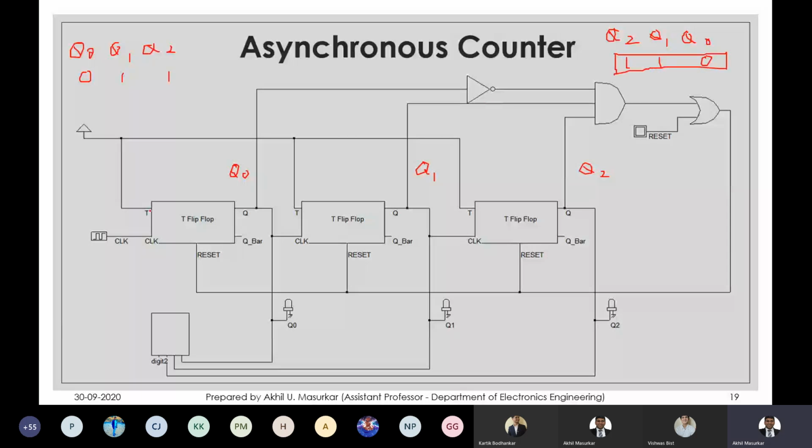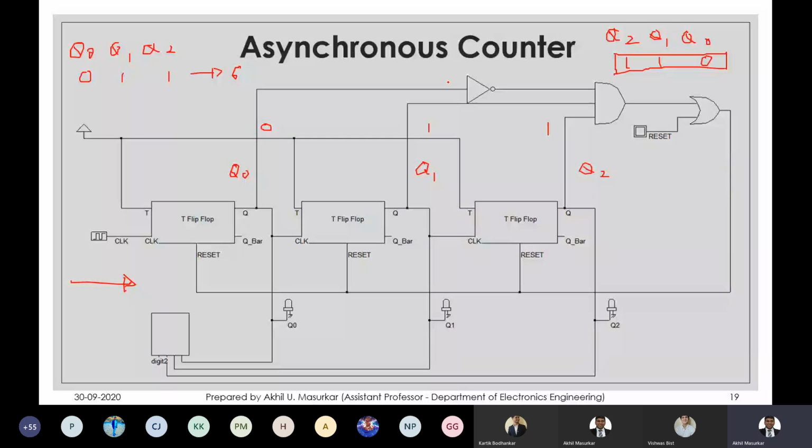But in the flip-flop we are writing it in this direction. So this is Q0, Q1 and Q2. So when Q2 and Q1 are 1, and when Q0 is 0, I should reset these flip-flops. So what happens is, this is nothing but 6. So at 6, I should not go to 6, I should go directly to 0.